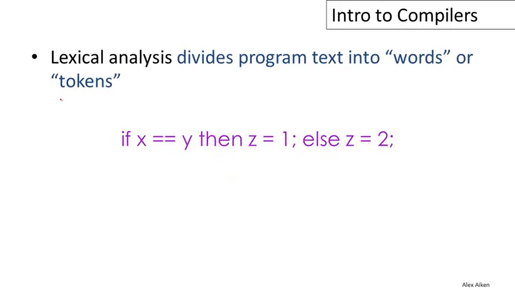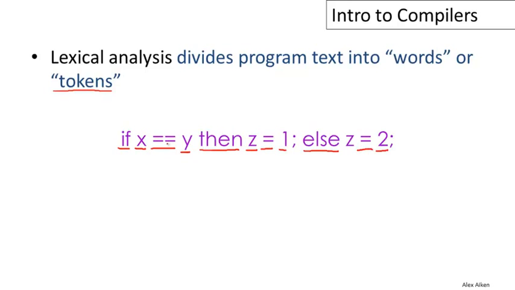The goal of lexical analysis, then, is to divide the program text into its words, or what we call in compiler speak, the tokens. So here's an example piece of program text now instead of a piece of English text. And let's walk through this and identify the tokens. So there are some obvious ones. There are keywords like if, then, and else that we want to identify. And then there are variable names, things like x and y and z. There's also constants, things like the number 1 and the number 2. And then there are some operators. Double equals is one, and the assignment operator is another.